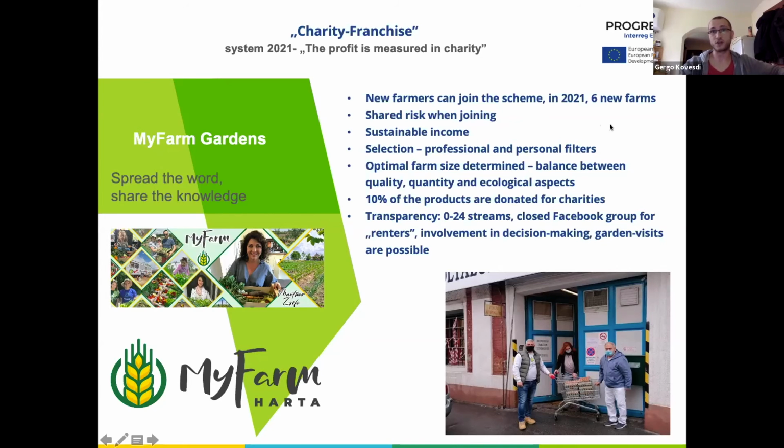New farmers can join the scheme, and the most important thing is the underlying values shared between us and the new members. There were 200 applicants for this season, and we chose 6 new farmer families to join our My Farm brand and to join our vision.